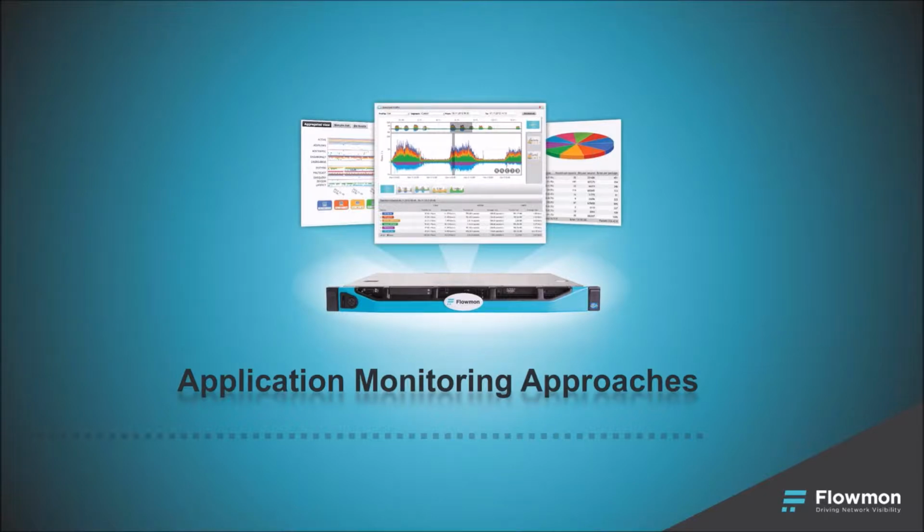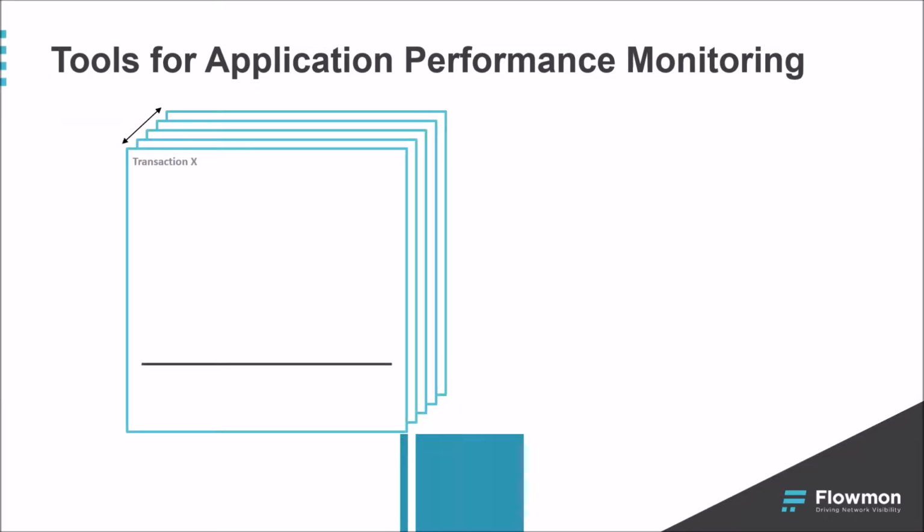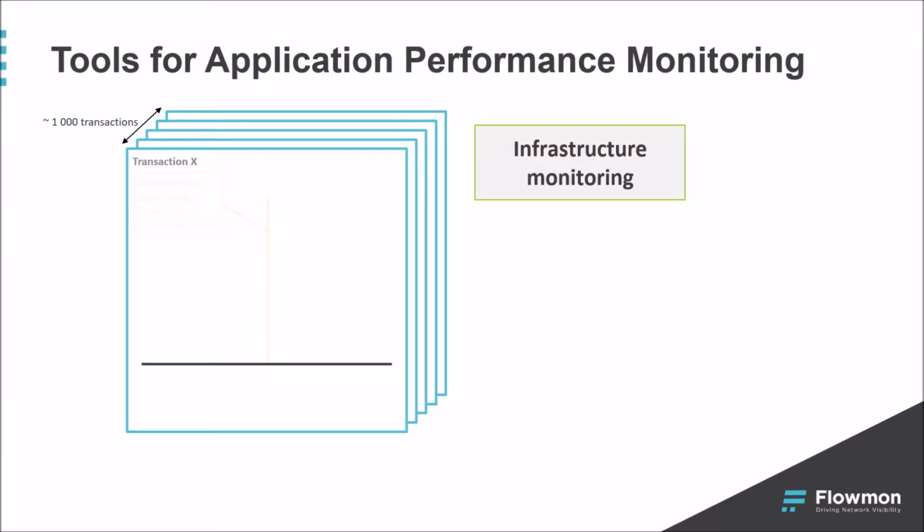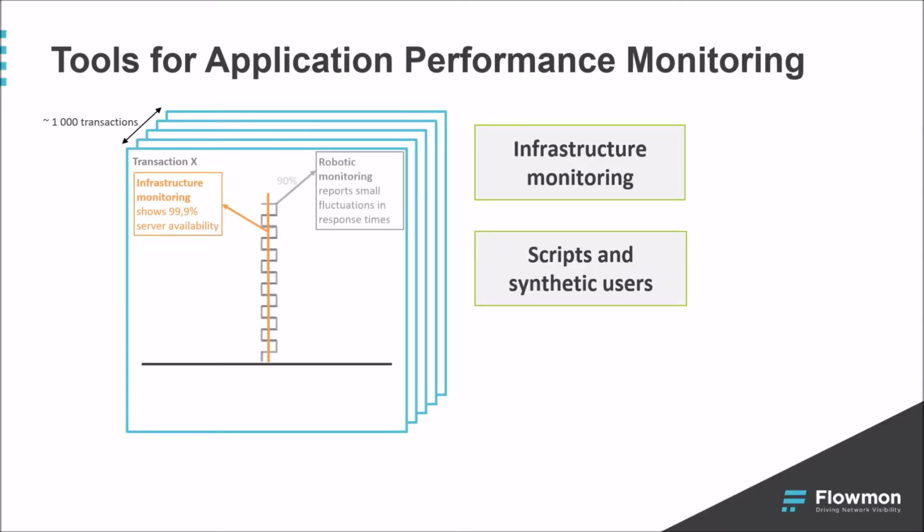First of all, let's talk about some application monitoring approaches. So we have an application server and thousands of transactions. To monitor the server, we can use different tools. The first set of tools are infrastructure monitoring tools, which can monitor the server availability. It's okay, we want to know if the server is available or not, but we want to know more.